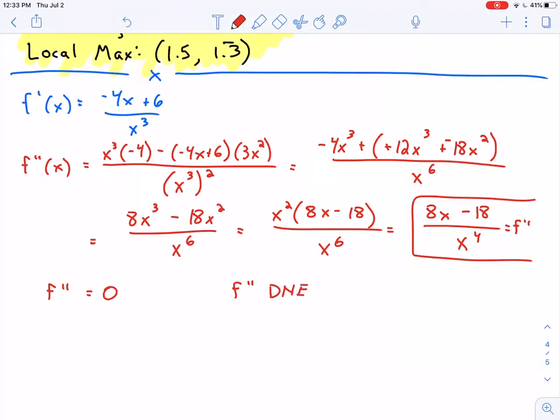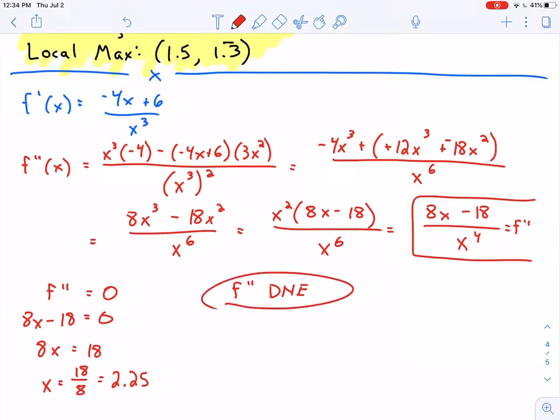f double prime is equal to 0. Again, we have a rational function here. If that rational function is equal to 0, that just means the top part, the numerator, is equal to 0. So I'm just going to take 8x minus 18, set that equal to 0, and solve. 8x equals 18, so x equals 18 over 8, which is 9 over 4, which should be 2.25, let's say. We're using decimals most of the way here. So here's a partition number, x equals 2.25.